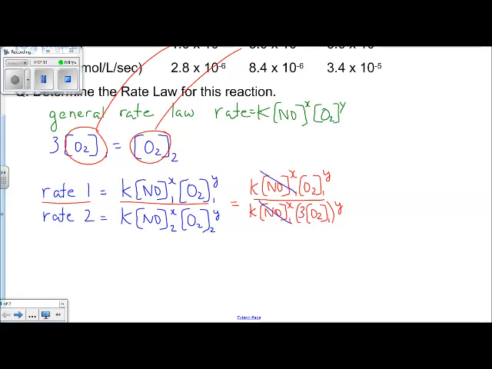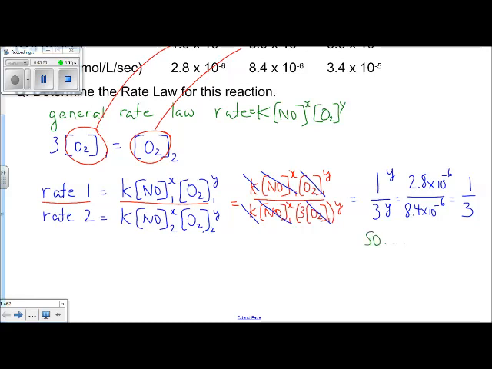Now we look at what cancels. The NO molarity from experiment 1 cancels, the K's cancel, the O2 molarity from experiment 1 cancels. We're left with a factor of 1 over 3. So we have 1 to the power Y divided by 3 to the power Y. Now we take the values for the actual rates, and we take the ratio of those. So the rate from experiment 1 divided by the rate from experiment 2. And what we come up with when we punch that into the calculator is a value of 1 over 3. This means that the value of Y must be equal to 1.